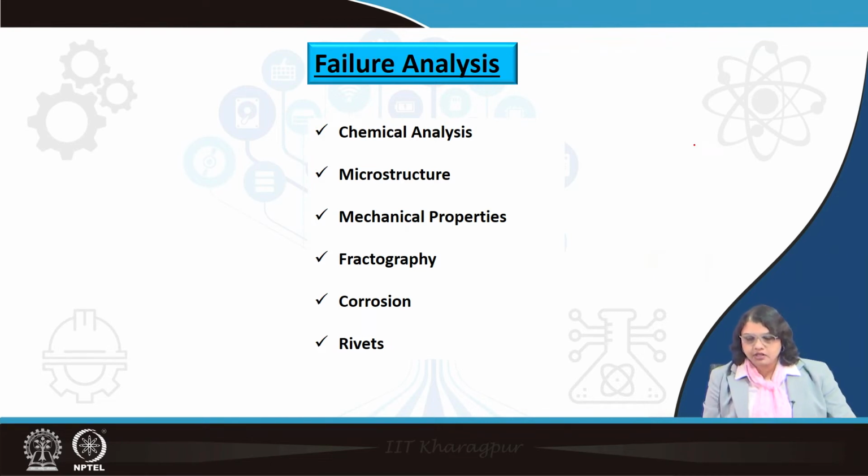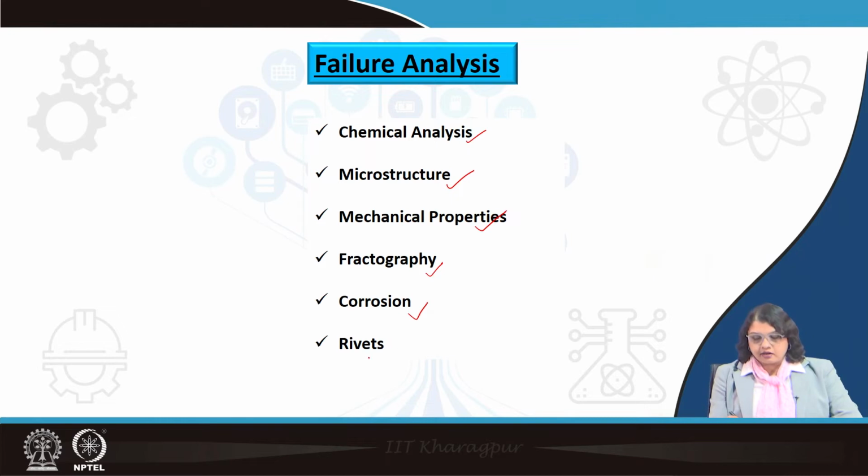there. So, initially some chemical analysis has been done, followed by the microstructural investigation both at the macro and the micro level, and then mechanical properties are determined. Fractography has been very carefully examined to understand the reason for failure, and also the effect of corrosion. And there is one important thing, which is the rivets, that have been very carefully analyzed. We will go through that in detail soon.